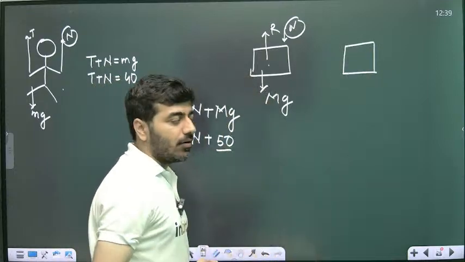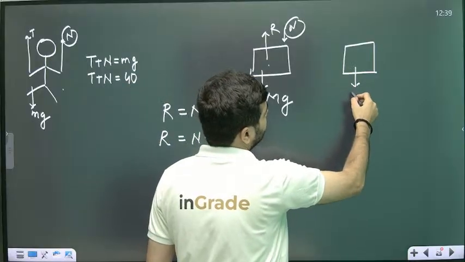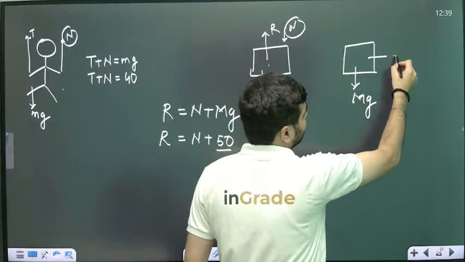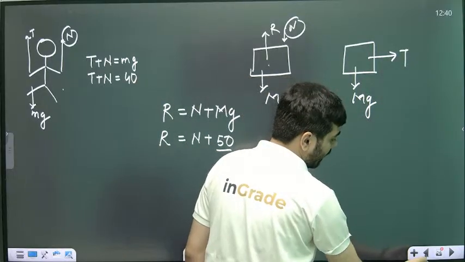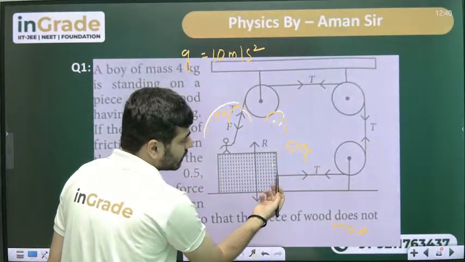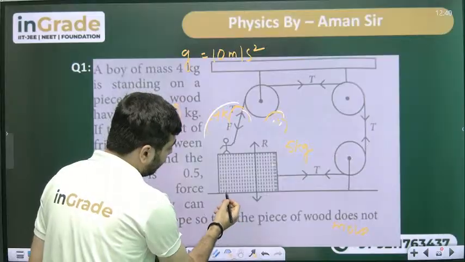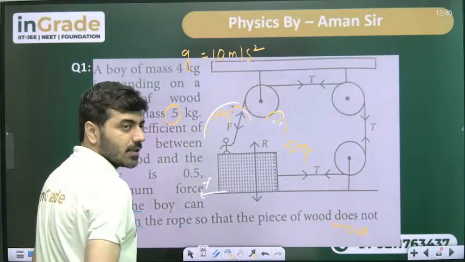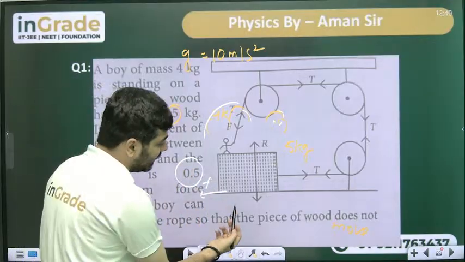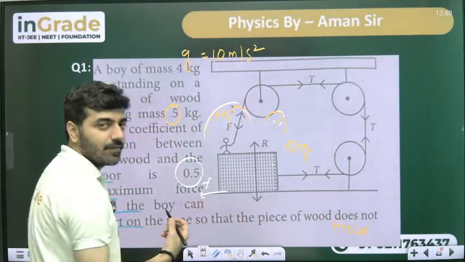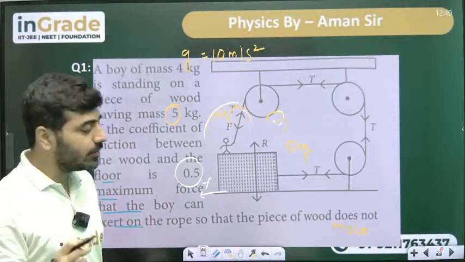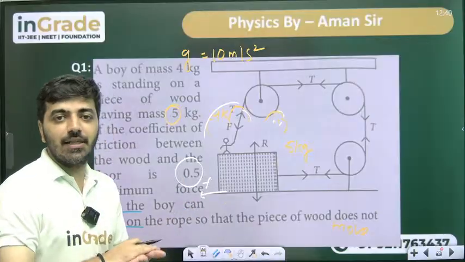Let's say mg is the weight of the wooden block, and tension is acting in this direction because the wire is attached to it. The wooden block wants to move, but a friction force, let's say small f, is acting on it. Because the coefficient of friction is already given, there is a friction force, so the surface is not smooth. If they write that the surface is smooth, it means no friction is acting on it.